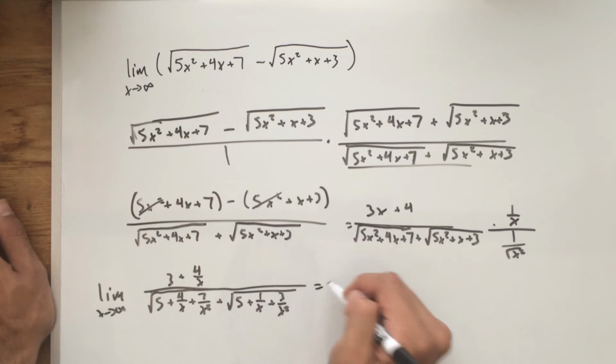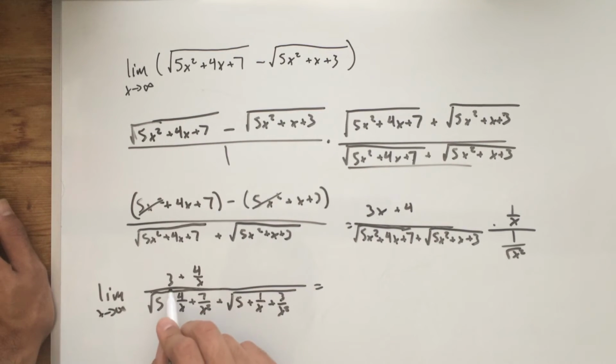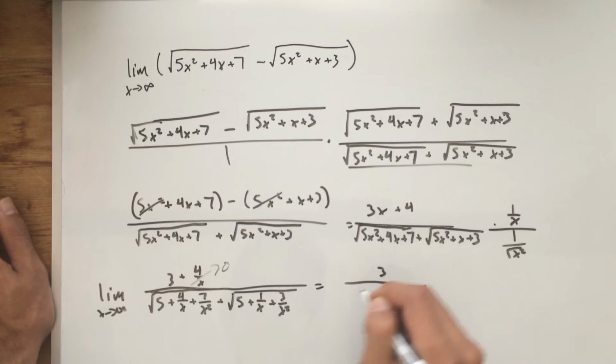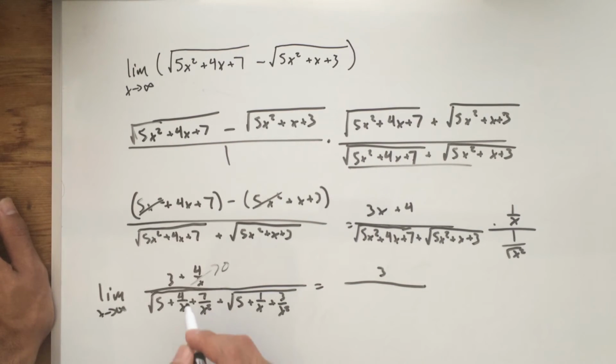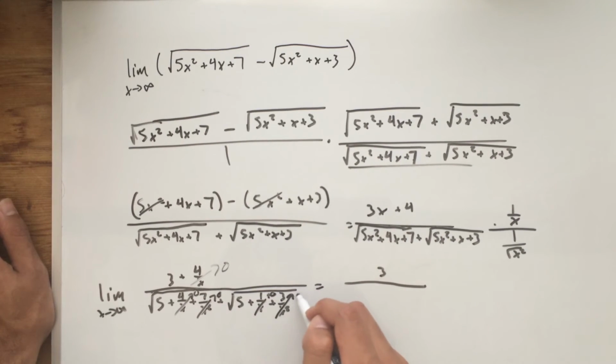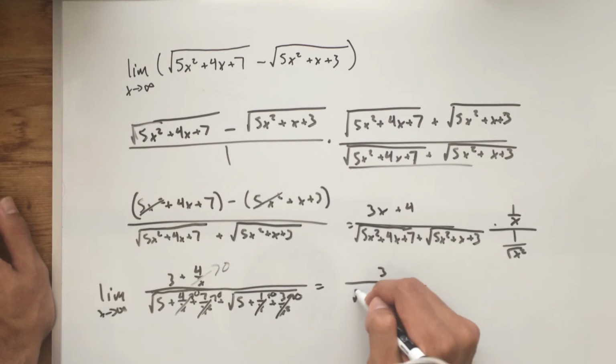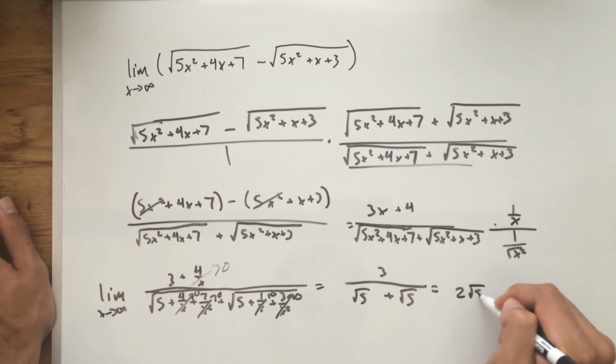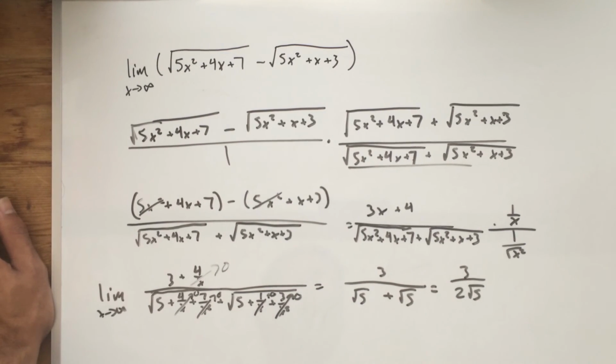So on the numerator, the 4 over x will go to 0, so you'll be left with 3 on top. And the denominator will be the same thing, so anything where x is on the bottom will go to 0. So you're left with the square root of 5 plus the square root of 5, which simplifies to 2 square root of 5, so the answer is 3 divided by 2 square root of 5.